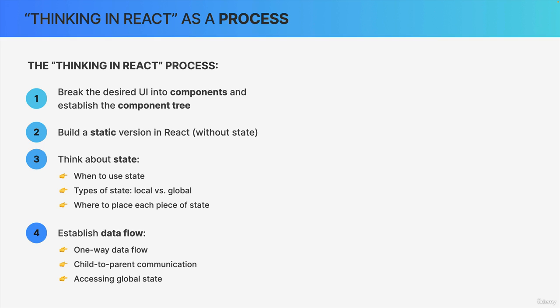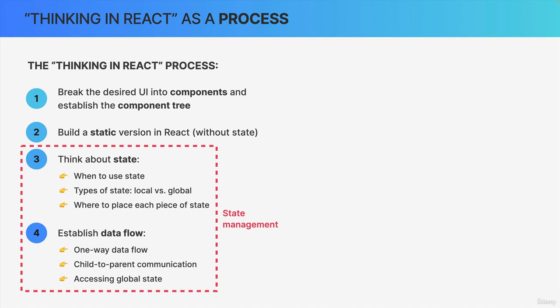This includes thinking about one-way data flow, child-to-parent communication, and the way global state should be accessed. So these points 3 and 4 is what we collectively call state management, which is the main focus of this section. Of course, this is not a rigid process that we always need to follow to the letter. In practice, there's always a lot of back and forth between these different steps, and things are never this linear. But it's still good to have a process like this as an overall guideline.